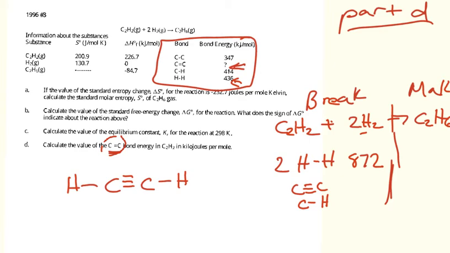Alright, so if that's a triple bond, and we know the CH single bond, we know that there are 2 of them per molecule, and there's only 1 molecule, so there's 2 of these. So our carbon-hydrogen single bond is 414, so twice that would be 828, and then we don't know this one.